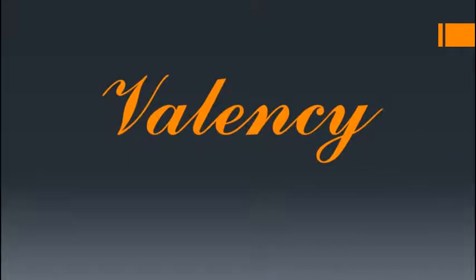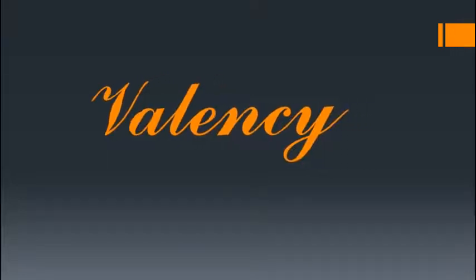The valency of hydrogen is 1. It means that hydrogen can form only one bond with another element, right? So this valency remains constant, and if hydrogen combines with chlorine, like in HCl, it will form one bond with chlorine. That means between hydrogen and chlorine there will be only one bond, and this is called valency.